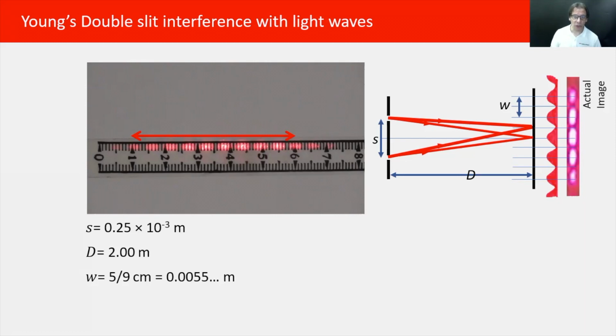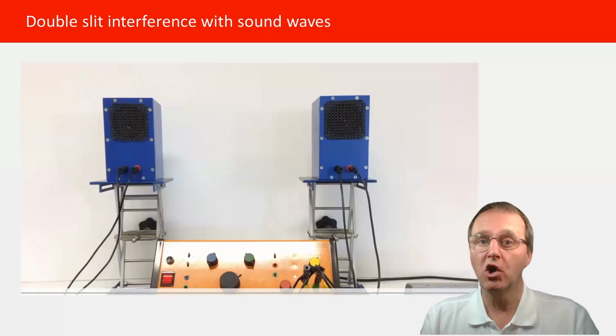We can now substitute these into the Young slits formula. And when we do this, we calculate the wavelength of the red light that I used to be 690 nanometres to 2 significant figures. Interference occurs with all types of wave, including microwaves and longitudinal sound waves. First, Mark will demonstrate how the effect can be observed with sound.